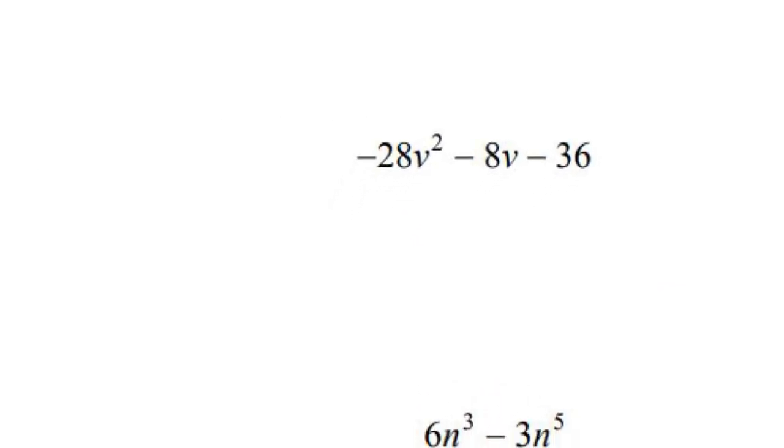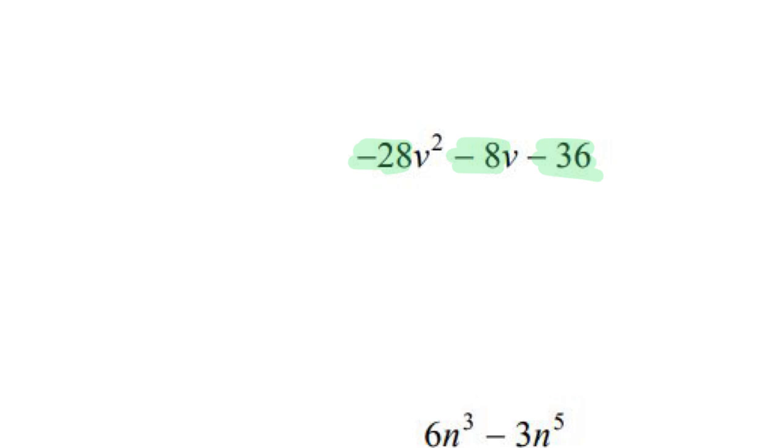All right, on this one, I have negative 28v squared, negative 8v, and negative 36. Again, let's lock in on the numbers first. So I'm going to look at that negative 28, that negative 8, and that negative 36. I'm looking for a number that will evenly go into all three. So I'm starting with my smallest, the 8. 8 will not go into 28, and so I know 8 is not the answer for this. 8 also doesn't go into 36.